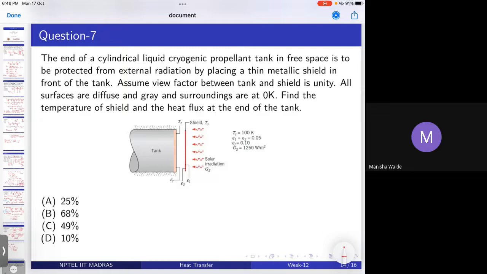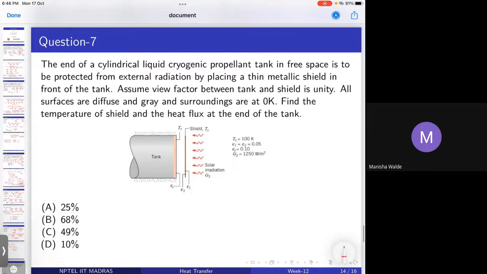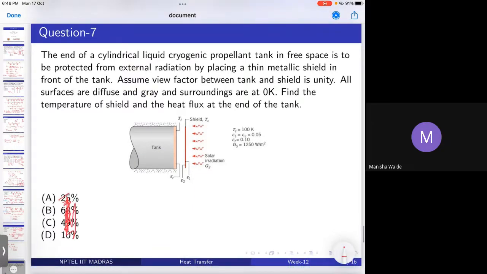All the surfaces are diffuse and gray, and the surroundings are at 0 Kelvin. Find the temperature of the shield and the heat flux at the end of the tank.